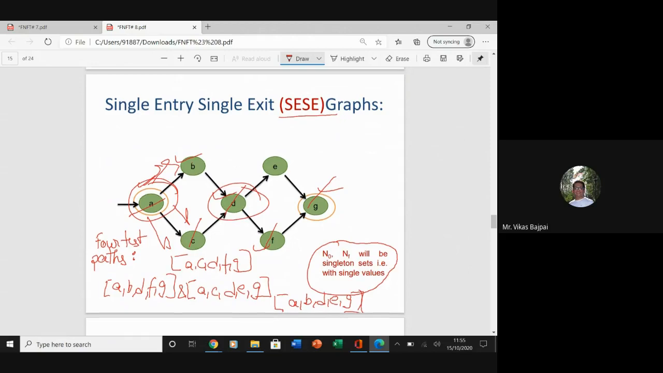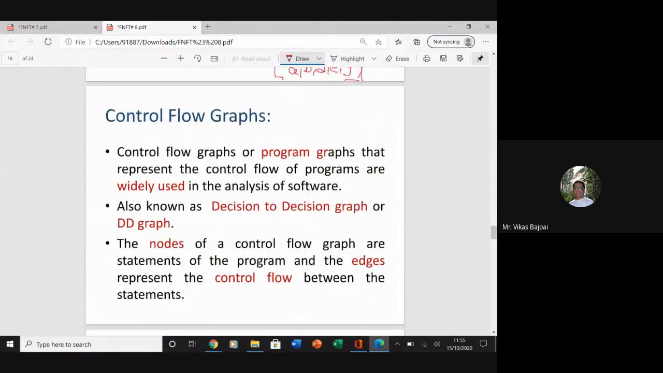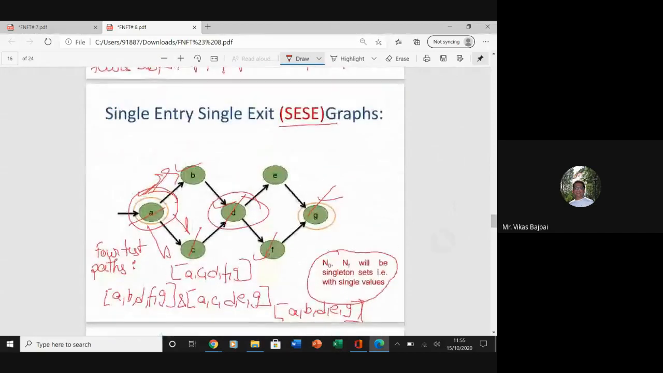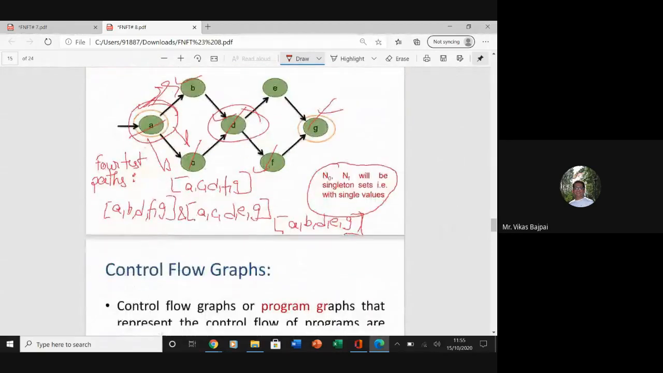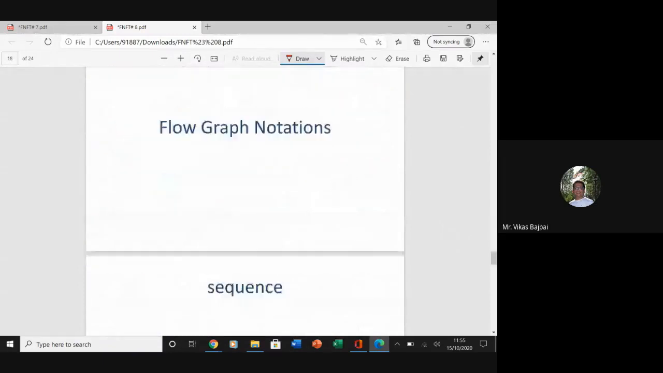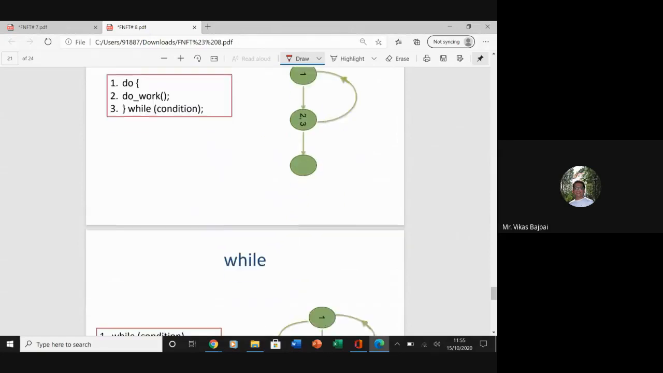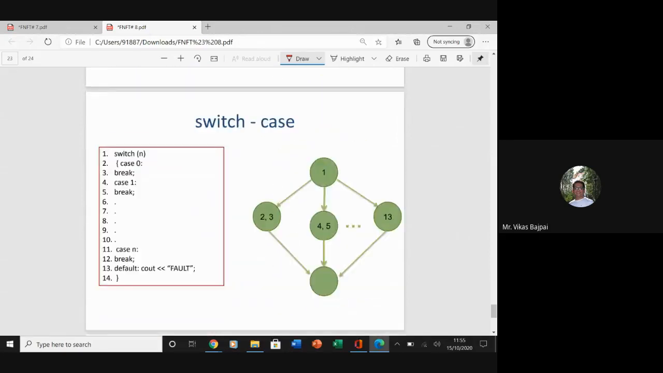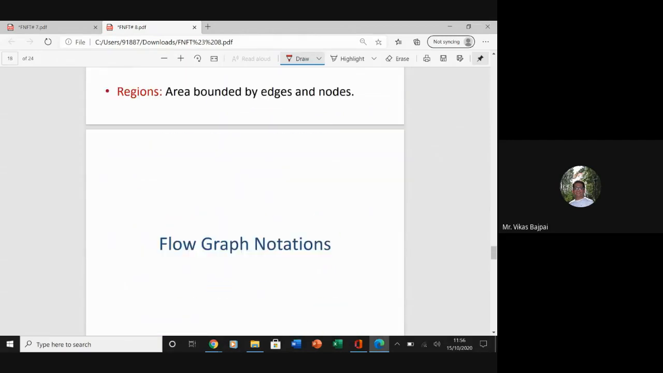Now next is your control flow graphs. Maybe I can take a pause and we'll start the discussion on control flow graphs in the next class, and we'll finish the cyclomatic complexity in the next class only. So we'll be able to finish all these terms in the next class.